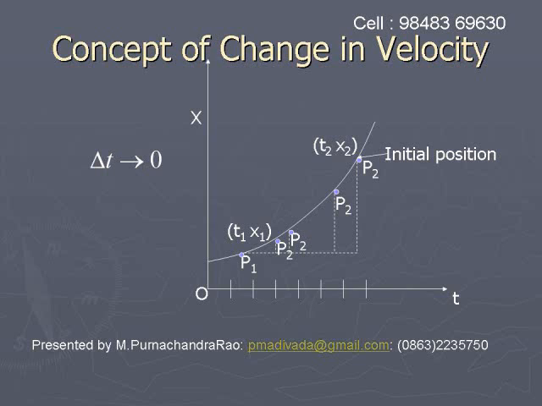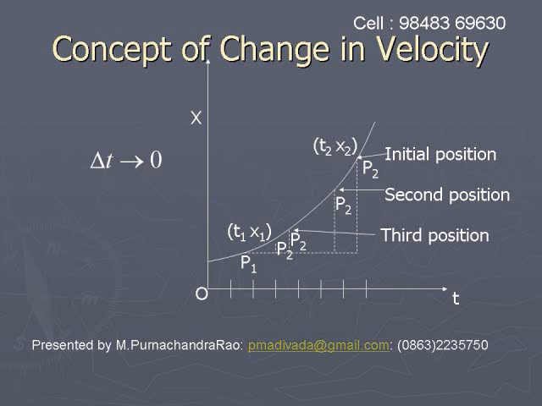Concept of the change in average velocity with change in the time interval. Delta t is the time interval. As delta t approaches 0, that means as delta t is made as small as possible. This concept is indicated in the curve.